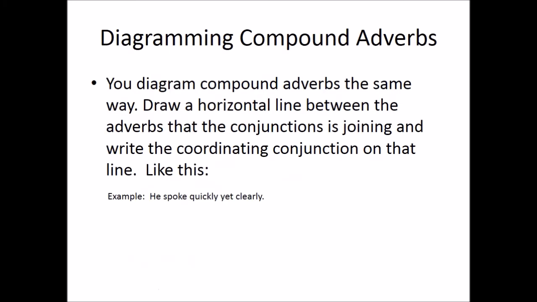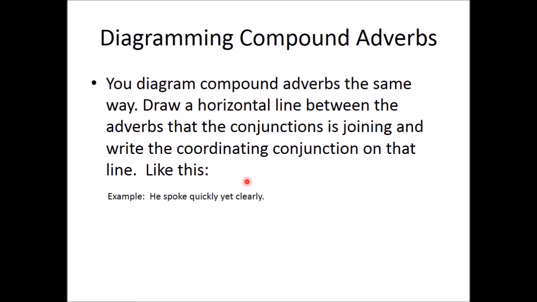Now, to do adverbs is very similar. Again, you diagram compound adverbs the same way. You draw a horizontal line between the adverbs that the conjunction is joining, and then you write the coordinating conjunction on the line. So here's an example. He spoke quickly yet clearly. So quickly and clearly are describing how he spoke. Spoke is a verb, which makes these two words adverbs. The word yet is a coordinating conjunction connecting those two adverbs.